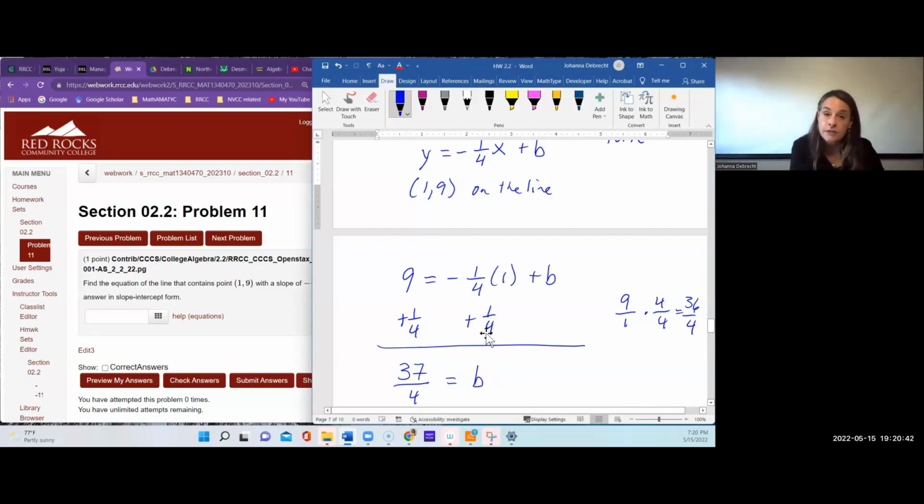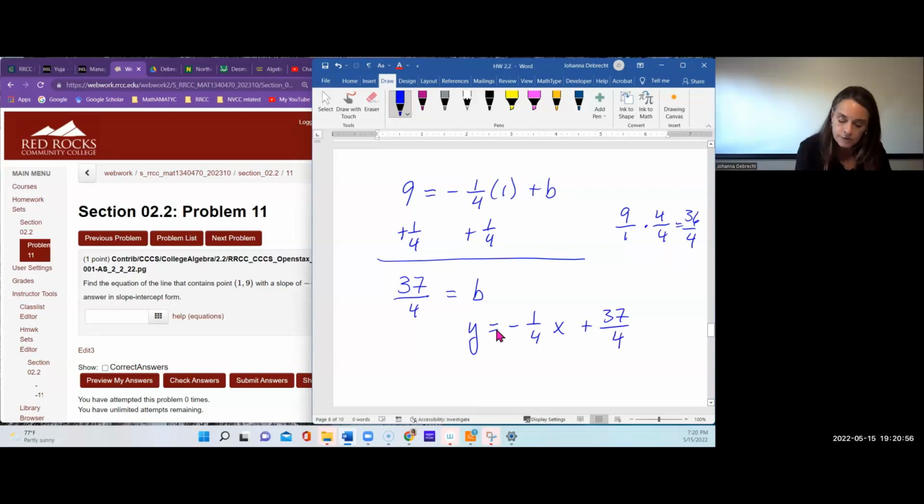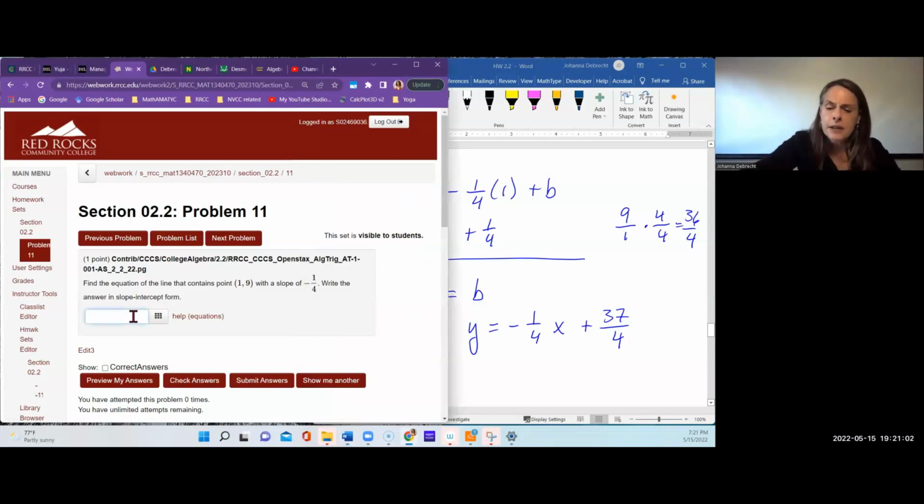That is not the equation of the line. That is the b part of slope-intercept form. So now I write the line y equals -1/4 x plus 37 divided by 4. Let's go ahead and put that into WeBWorK. I'm going to type it in parentheses, -1 divided by 4, close parentheses, x plus 37 divided by 4.